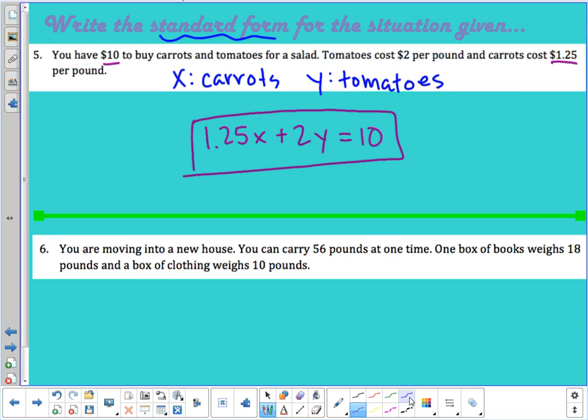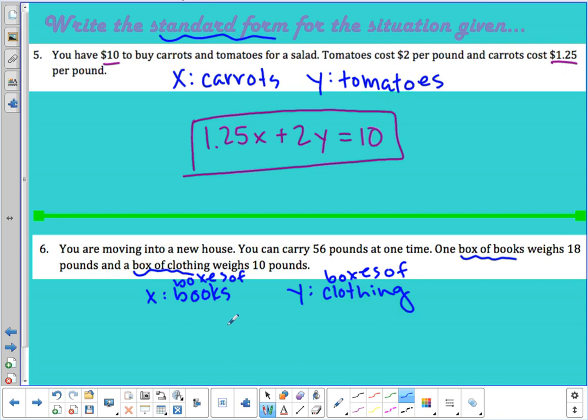So again, you need to tell me what you're looking at. So we need to know number of boxes of books, number of boxes of clothing. So I'm going to say that X is my books and Y is the clothing boxes. I should have said boxes of books and boxes of clothing.